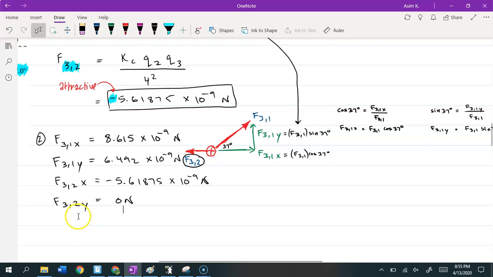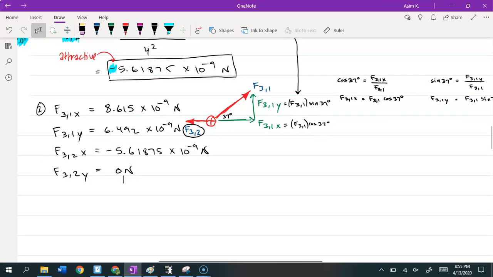Why is the y component of the force that is exerted on charge 3 by charge 2 equal to 0? The answer you should get is that it's not causing charge 3 to go up or down. It's just trying to force charge 3 sideways, right? So there you go. Now that we have those forces all written out, we're essentially done with step number 2.